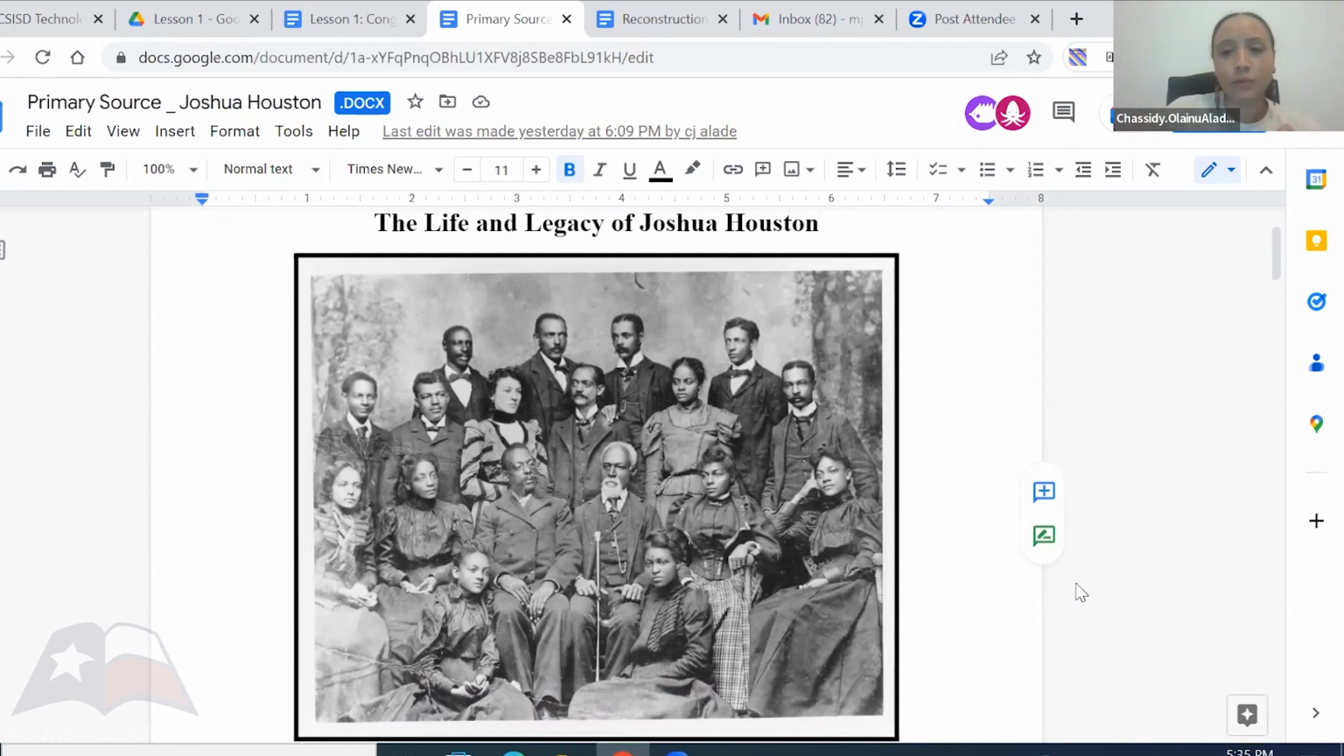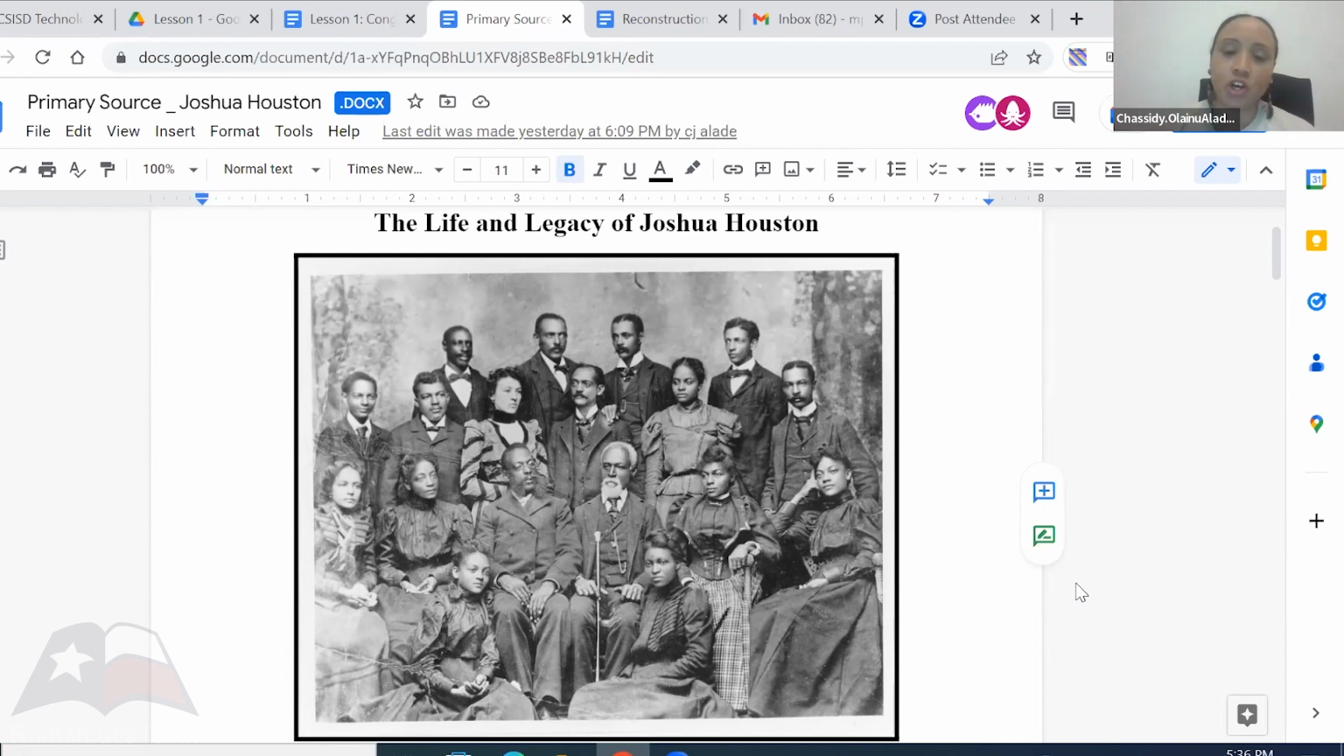But also, more importantly, we're going to touch upon this next week when we talk about the legacies. It's really important for students to understand that the African American experience during slavery and post-slavery was not monolithic, right? You can't just put a label and say this is what all Black people experienced. And so Joshua Houston actually is mind blowing when you study him.